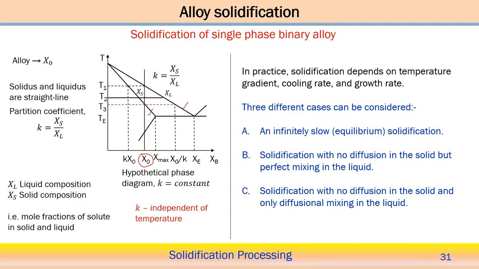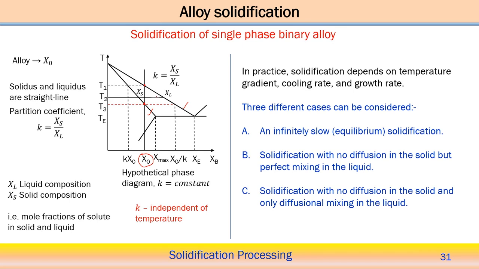For example, if we take the concentration of the alloy initially at room temperature equal to x0, then when it reaches the melting point and melts, at temperature T1 the composition is x0, but it exists in the liquid phase. So in the liquid phase, the solute concentration of this alloy is x0. But at T3 temperature, for the same alloy with the same composition x0, it is in the solid phase. So at T1 it is in the liquid phase, and at T3 it is in the solid phase, and in both cases the composition is equal to x0.